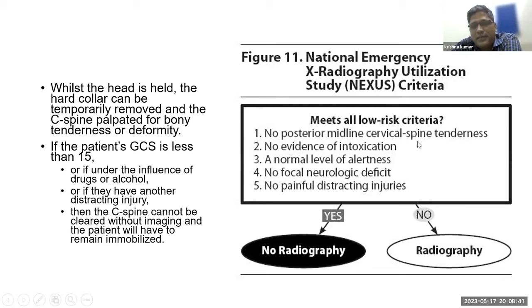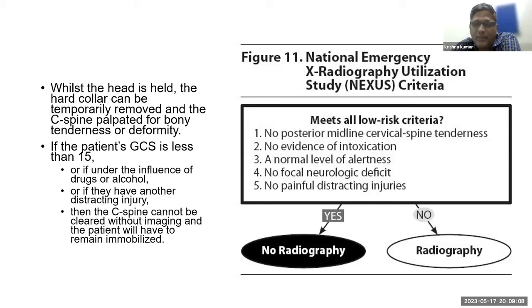The patient doesn't have any midline cervical spine tenderness. There's no evidence of intoxication. The patient should be conscious and alert. There's no focal neurological deficit, and there should not be any other associated painful distracting injuries. That means the patient should not have a pelvic fracture or a fractured femur that is distracting in the assessment of the cervical spine, because the pain might be higher than the cervical spine pain. So those kinds of injuries should not be there.